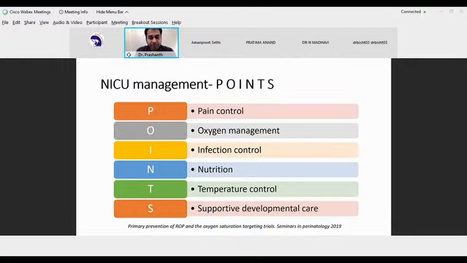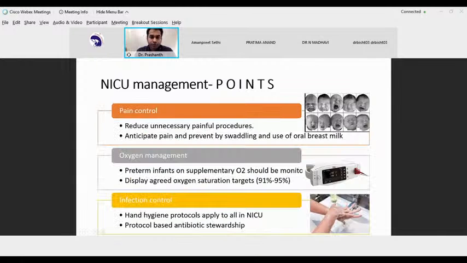So for pain control, we need to reduce unnecessary and painful procedures. We know that procedures are inevitable in our babies, but we need to reduce unnecessary painful procedures. Anticipate pain and prevent it by swaddling or usage of oral breast milk or anything.